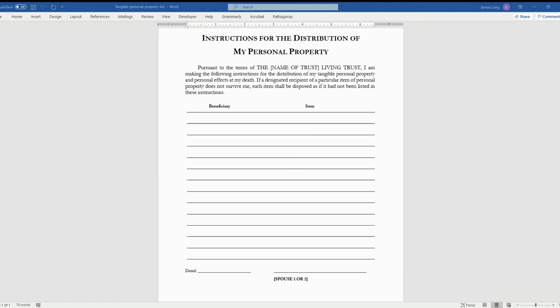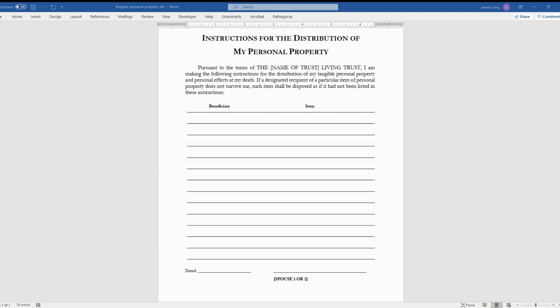So if you've got specific items of personal property, for example, you might have your wedding ring and you want it to go to your daughter, or you've got a gun collection that you want to go to your son, or you've got some paintings that you want to go to your neighbor, or whatever you want. You write the description of the item down, who gets it, and you sign the document.